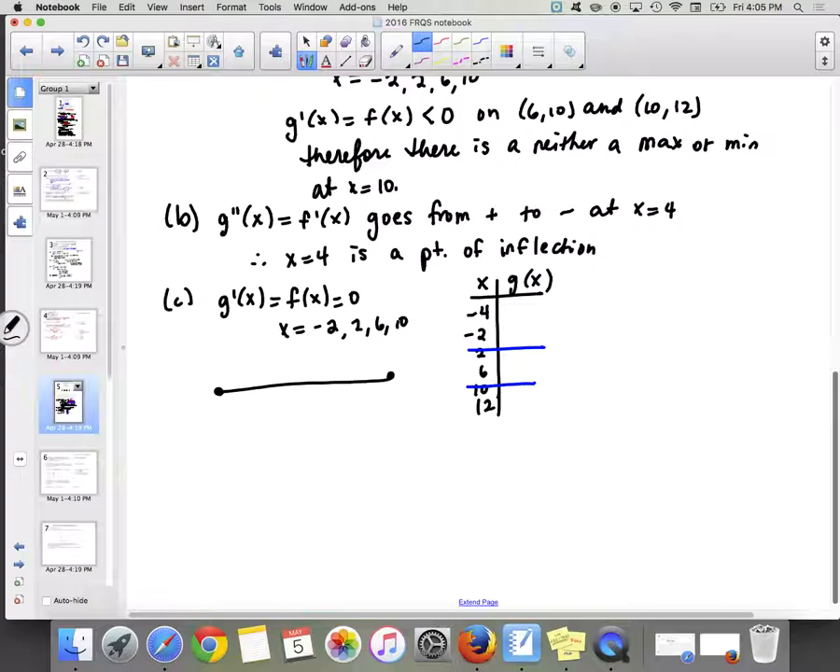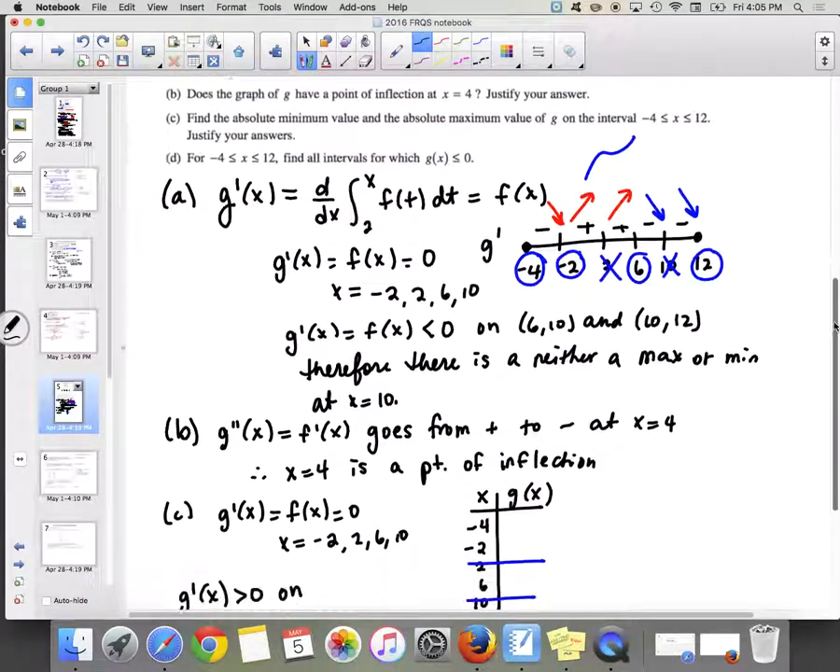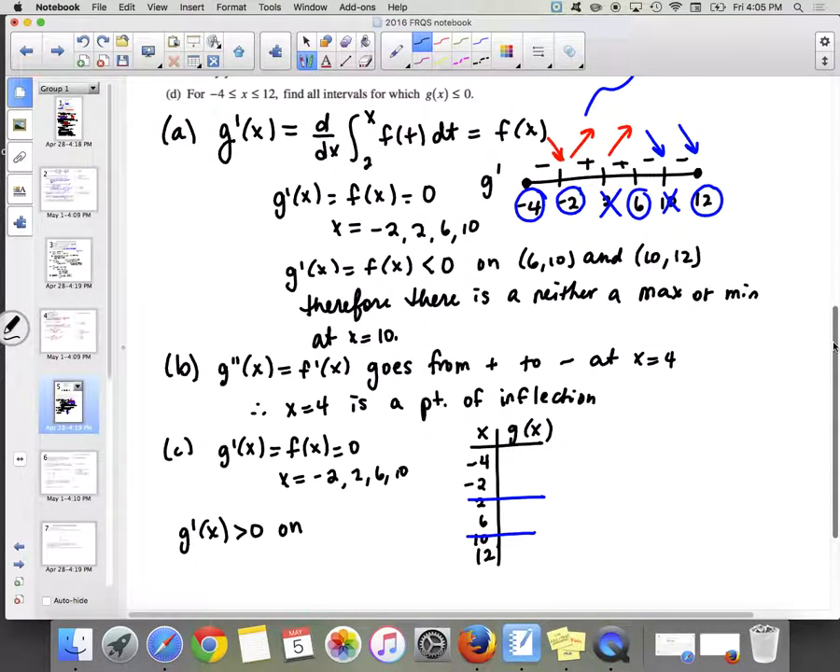So g prime of x, which is f of x, let's just say where it's positive and where it's negative. So g prime of x is greater than 0 on, and I would write those intervals. So I'd say -2 to 2, 2 to 6, and that's it. And g prime is less than 0. We want to know what's happening in that sign chart, right? So -4 to -2, 6 to 10, and 10 to 12.